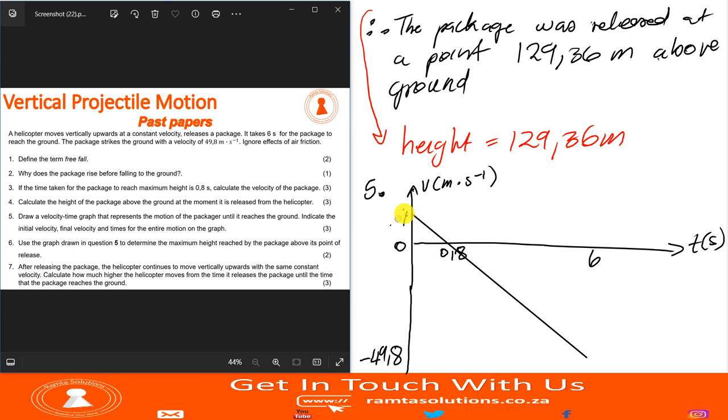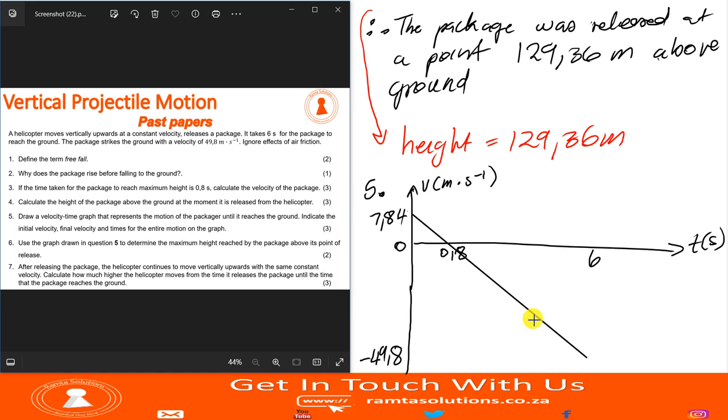Let me write this a bit bigger: 7.84. So yes, initial velocity was 7.84 meters per second. It reached maximum height after 0.8 seconds. Then it struck the ground after 6 seconds from moment of release. It struck the ground with a velocity of 49.8 meters per second downwards. So this is your velocity versus time.